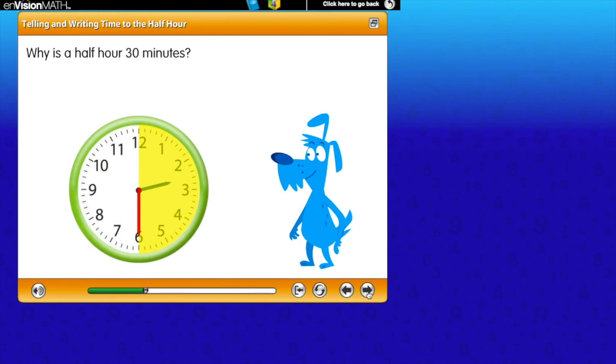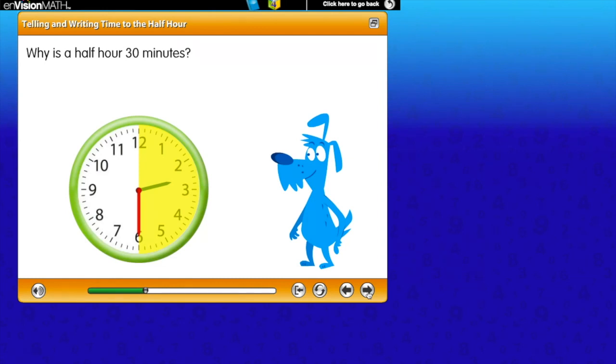Well, let's think about it. And I want you to take a look at this clock right now. When we talked about lessons prior, we said 1 hour is 60 minutes, meaning that minute hand takes 60 minutes to go all the way around the clock one time. Now, today we're talking about a half hour, and I want you to think of the clock like a big circle. If I go around the circle one time, it'll be 1 hour, 60 minutes.